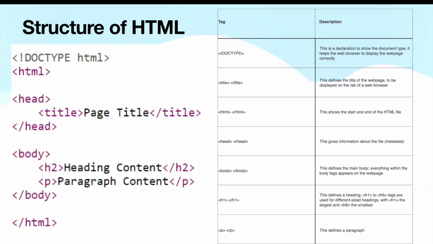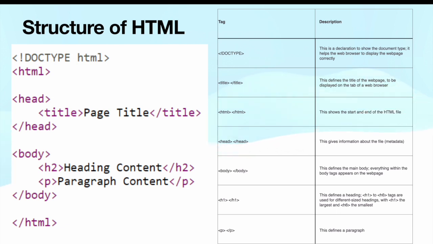So you have another tag inside the head tag which is called the title tag. The title tag defines the title of the web page, and it is displayed on the tab of a web browser. And then followed by the head tags, we have something called the body. Body defines the main body. Everything within the body tags appears on the web page. Whatever you write inside, like h2 tag, p meaning paragraph content, everything is inside your body tag. So this is the basic structure of your HTML.